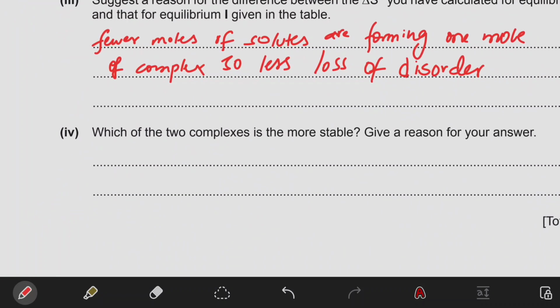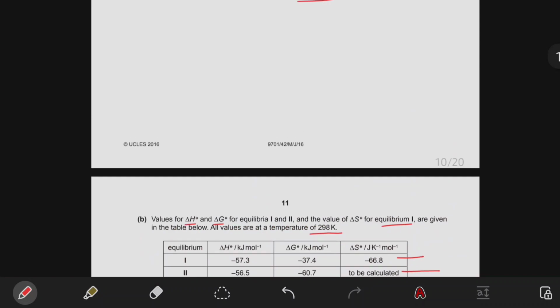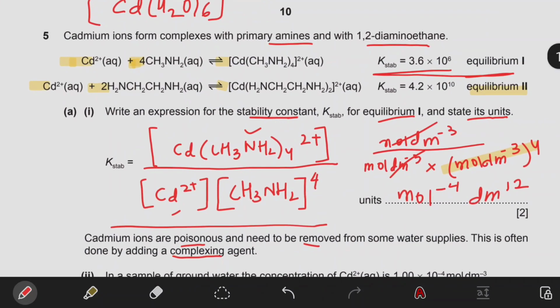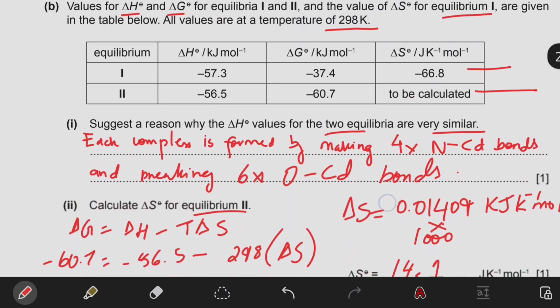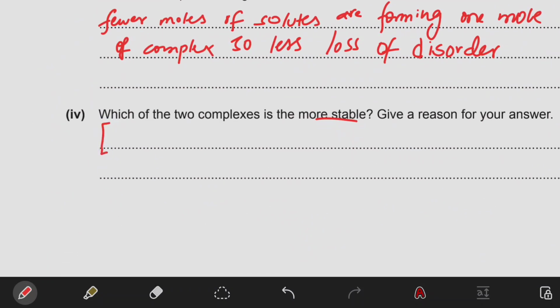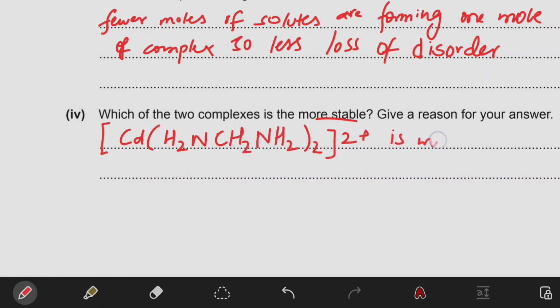Which of the two complexes is more stable? Give a reason for your answer. This is easy because here both the K stab values are given for the equilibria. K stab value for equilibrium 2 is higher, which means this complex is more stable, due to higher K stab value.